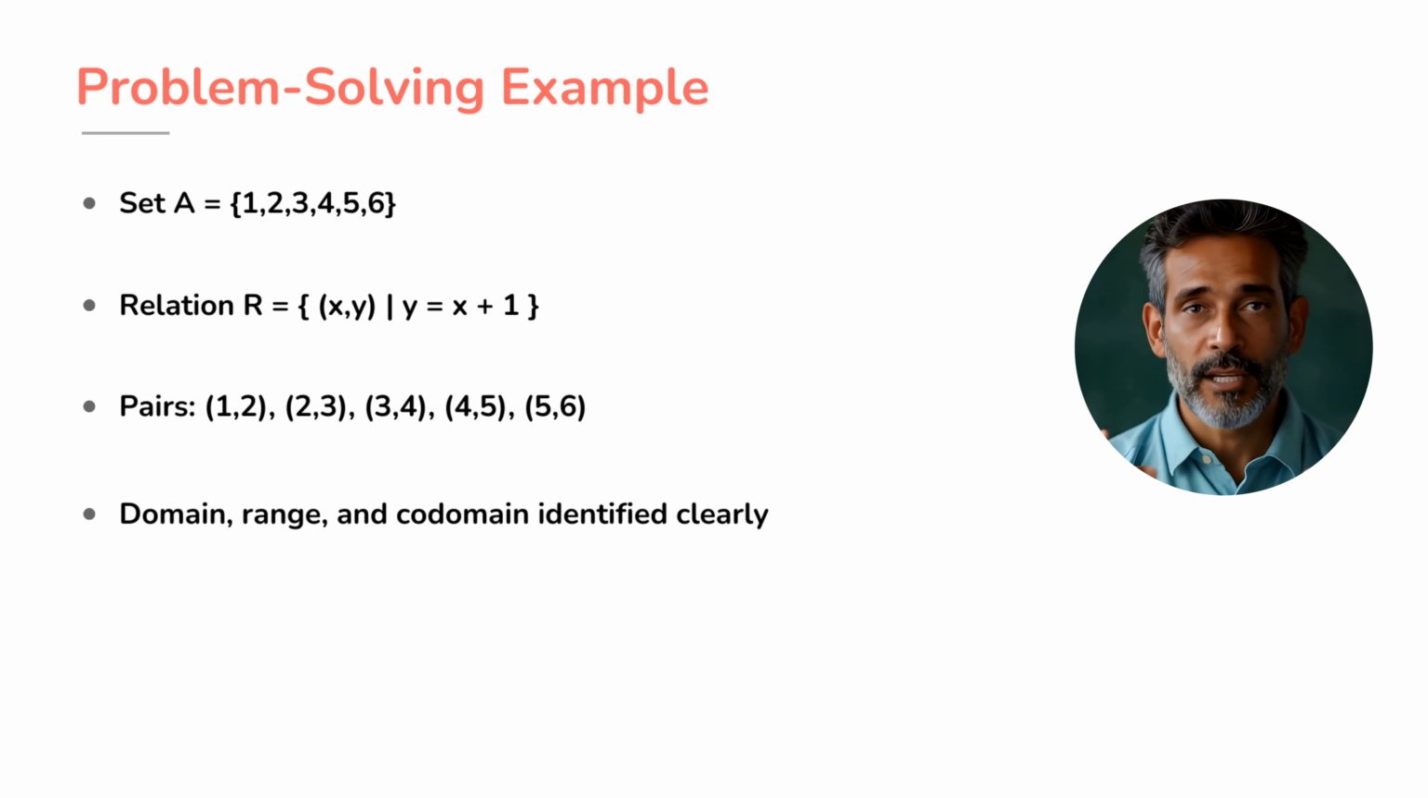Now let's identify the domain, range, and codomain. Domain = {1, 2, 3, 4, 5}. Range = {2, 3, 4, 5, 6}. Codomain = {1, 2, 3, 4, 5, 6}. This example shows how a clear rule, like y = x + 1, lets you build a relation step by step and see exactly how the elements connect.